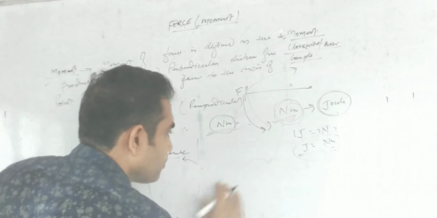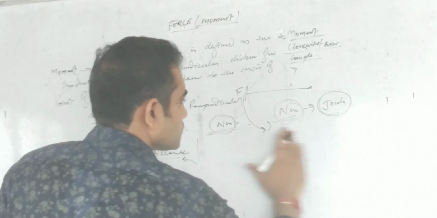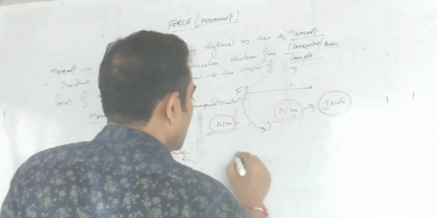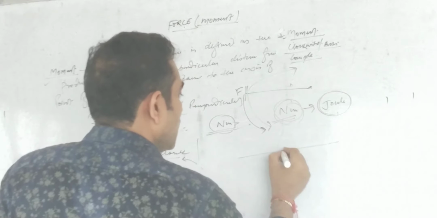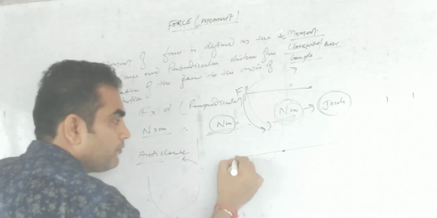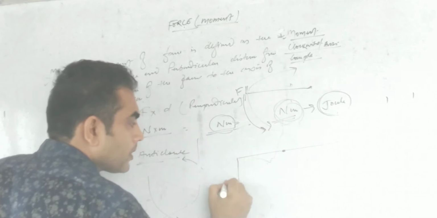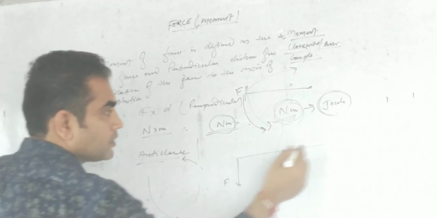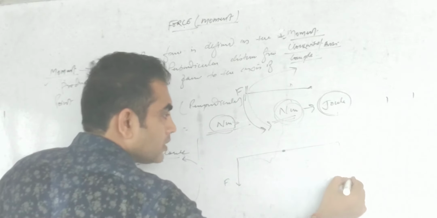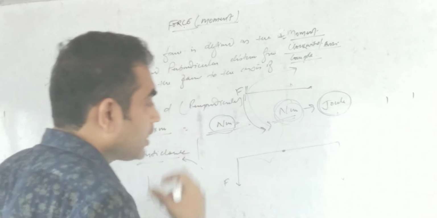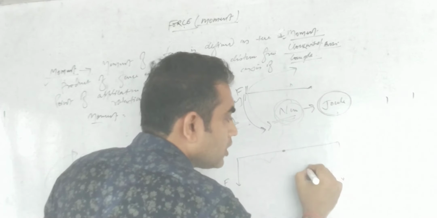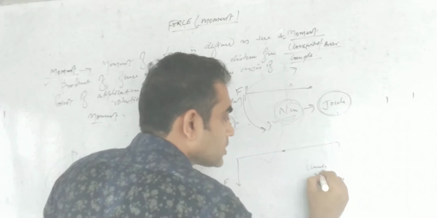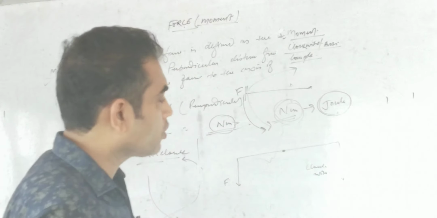Suppose we have a line of action, and the object is pivoted at this point. If the force is applied downward from the left, or if the force is applied from the right, under that situation the force will be called clockwise. The moment produced is said to be clockwise.